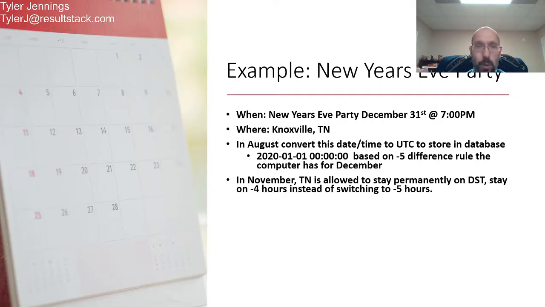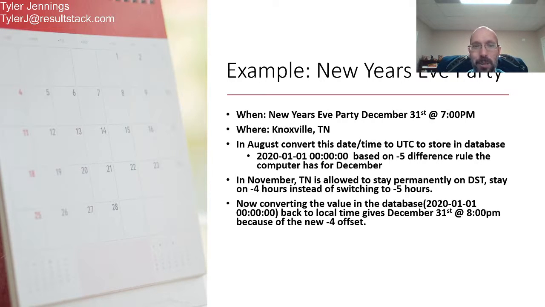Now, if November comes and Tennessee is allowed to stay permanently on daylight savings time, which means they're going to stay on -4 hours instead of transitioning to -5 hours. Do you start to see where this becomes a problem? We already converted this time based on -5 hours. Our computers did that automatically when we converted it to UTC. But now that rule is no longer valid, and we've already done the conversion. So when we pull that January 1st midnight back out of the database and we convert it back to the local time zone, we now get 8 p.m. instead of 7 p.m. based on the new rule set.